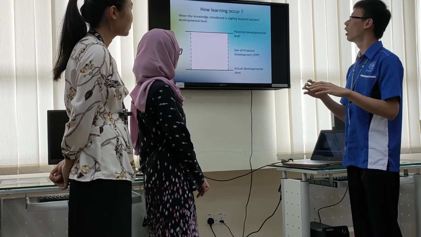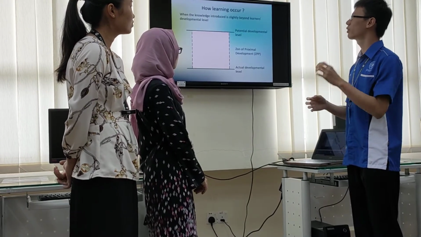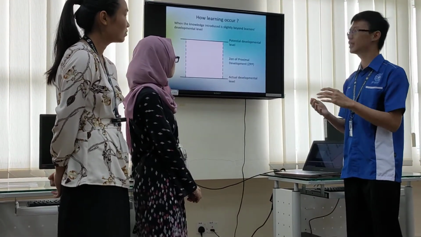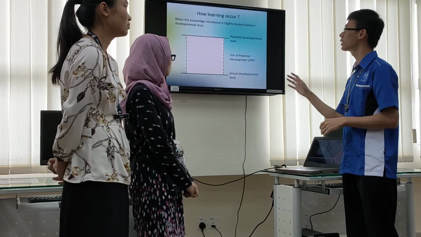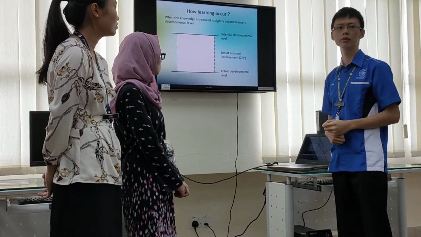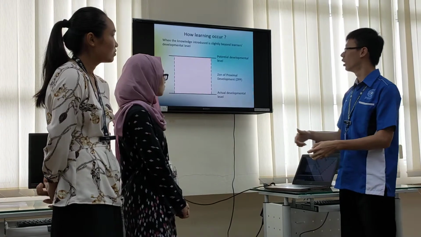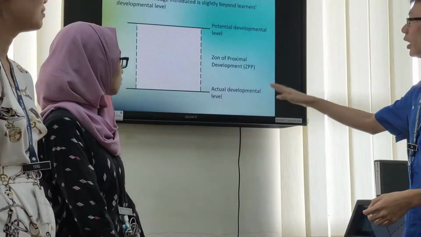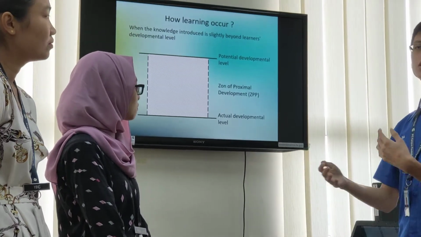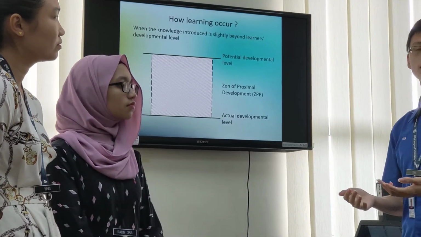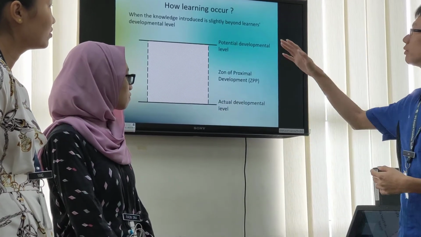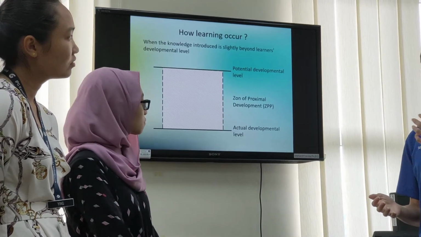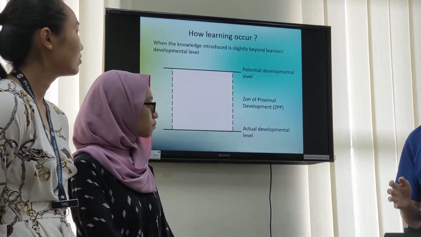In this theory, learning only occurs when the knowledge introduced is slightly beyond the learner's developmental level. That is the zone of proximal development, ZPD, between the potential developmental level and the actual developmental level. If the knowledge is below the actual developmental level, it is too easy for the students and they cannot learn anything. But if it is above the potential developmental level, that is the maximum achievement of the student, they also cannot learn because it is too difficult and the student totally cannot understand it.